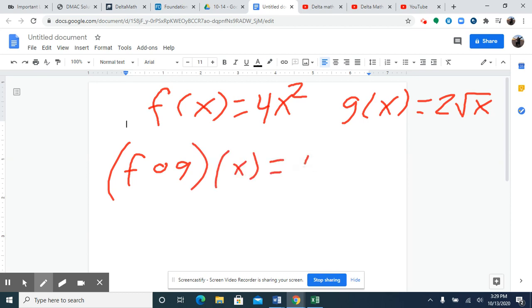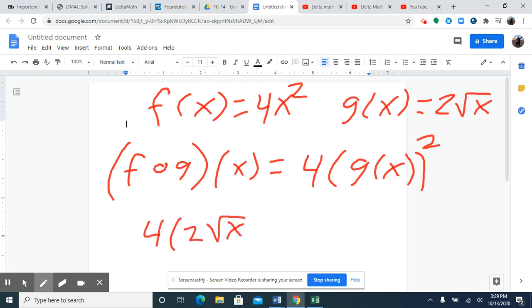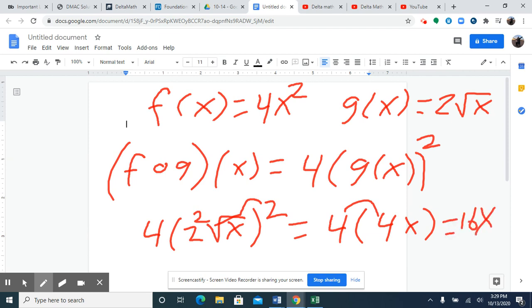So what we're going to do is plug in g of x where x squared would be. So this would be 4 times 2 square root of x, squared. Squaring that square root will basically cancel it out, and then 2 squared would be 4. So we would have 4 times 4x. We distribute, and we end up with 16x.